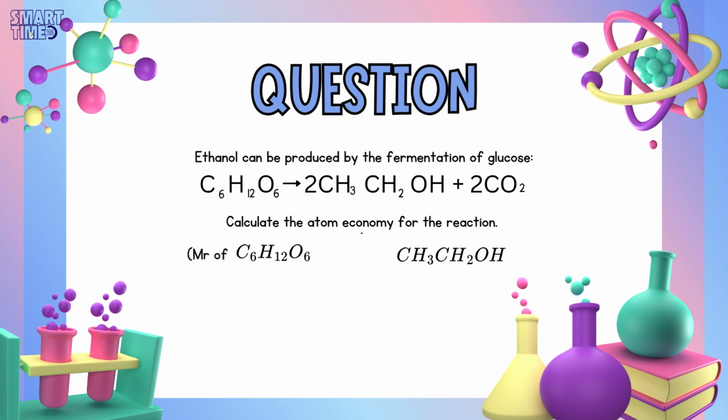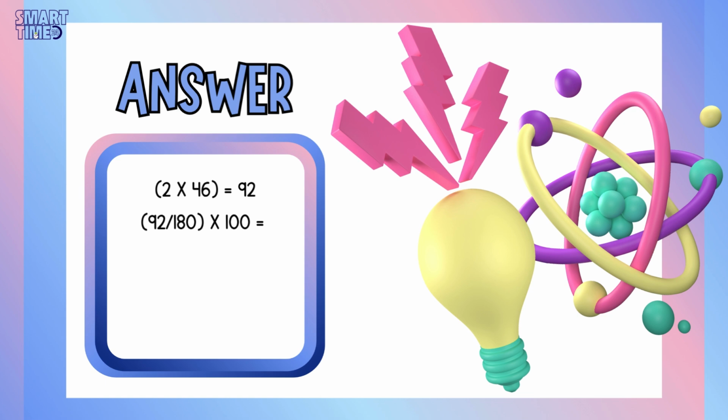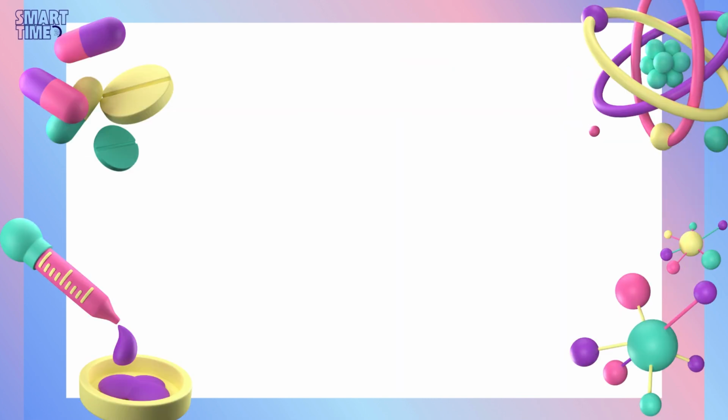Mr of C6H12O6 is equal to 180. Mr of CH3CH2OH is equal to 46. Answer. 2 multiplied by 46 is equal to 92. 92 divided by 180, multiplied by 100, is equal to 51.1%. The atom economy is 51.1% to 3 SF.